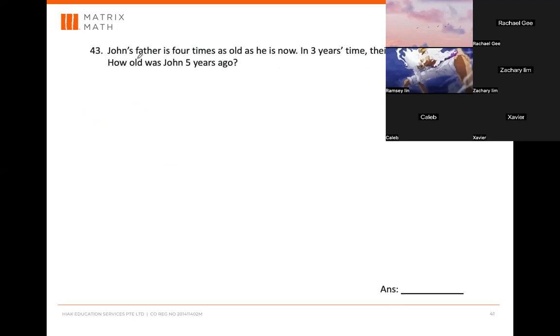43. John's father is 4 times as old as he is now. Okay, so I start putting 4 for John's father and 1 for John, and that is now. Okay, in 3 years' time. 3 years' time means what? 3 years later. Okay, their total age will be 66.